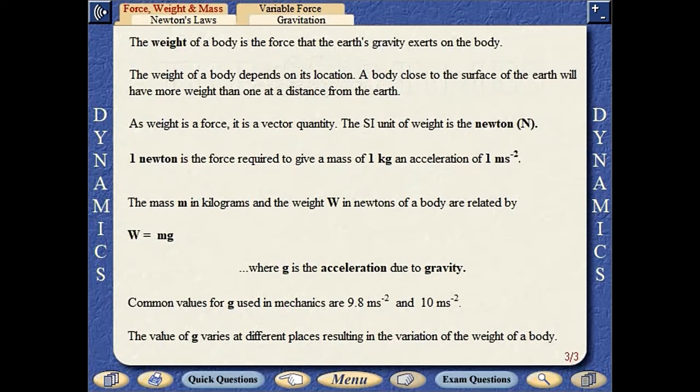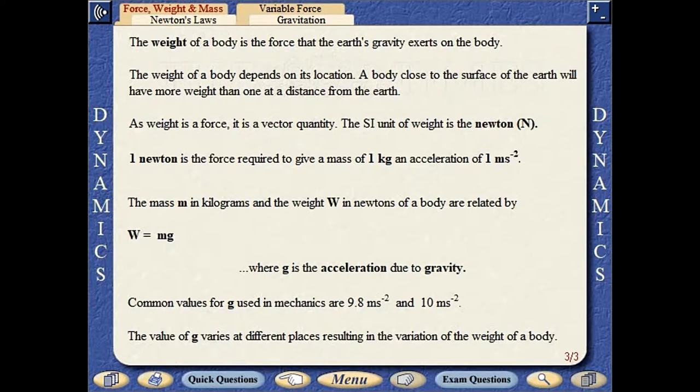The weight of a body is the force that the Earth's gravity exerts on the body. The weight of a body depends on its location. A body close to the surface of the Earth will have more weight than one at a distance. As weight is a force, it is a vector quantity. The SI unit of weight is the newton.